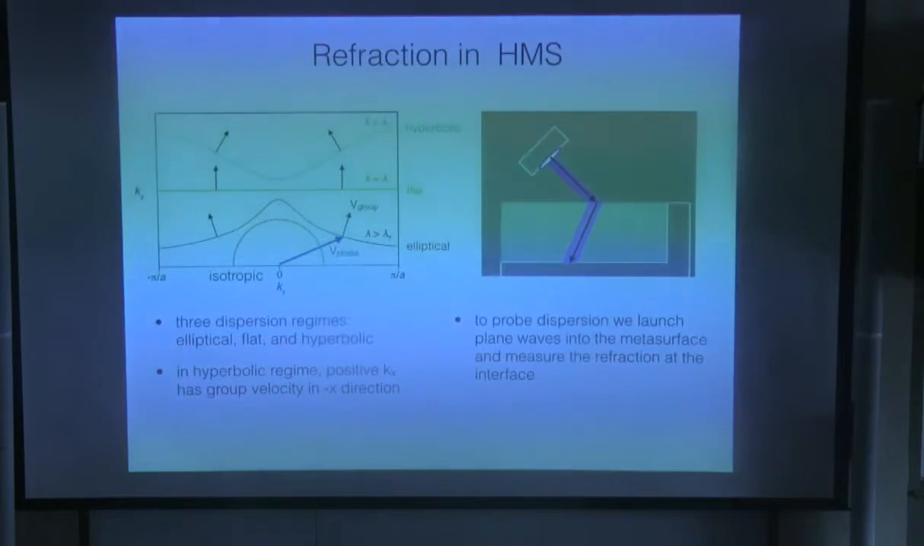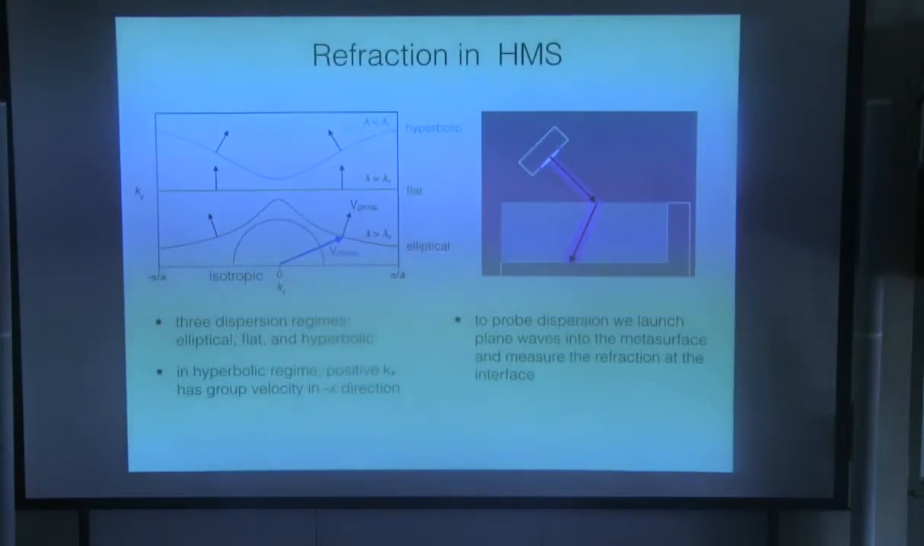Okay, so how do we actually show that we have hyperbolic dispersion? Well, if you look at the group velocity in this hyperbolic regime, you'll see that it's oriented in the opposite direction from the phase velocity along the x-axis. So if we bring a wave in with, for instance, positive kx propagating to the right, and it's in this hyperbolic regime, when it enters the metasurface, its group velocity will switch directions along the x-axis. So it'll appear to negatively refract.